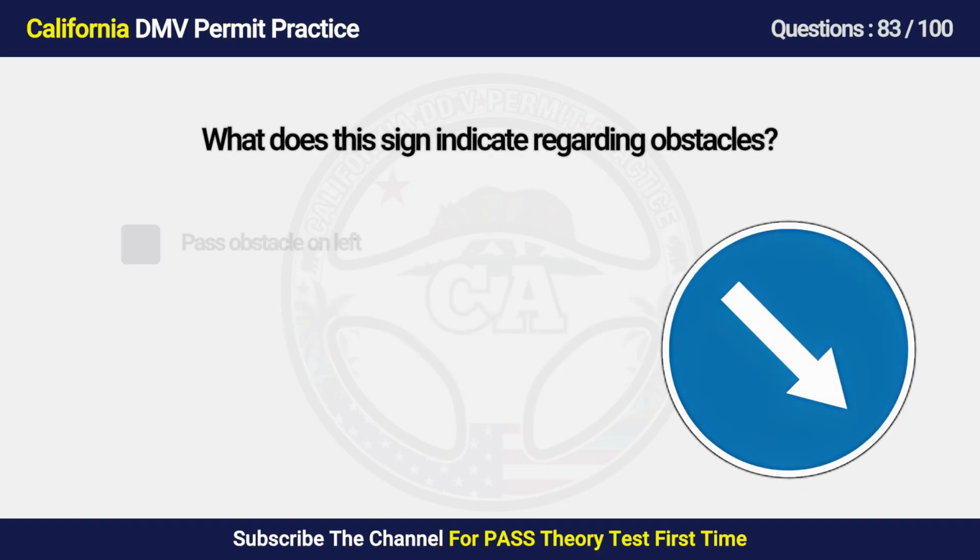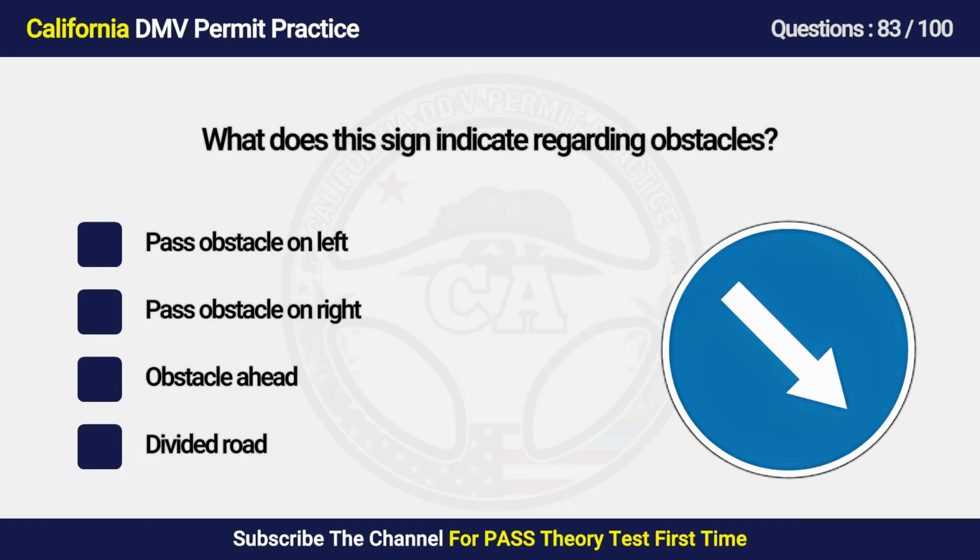Question 83. What does this sign indicate regarding obstacles? A. Pass obstacle on left. B. Pass obstacle on right. C. Obstacle ahead. D. Divided road.